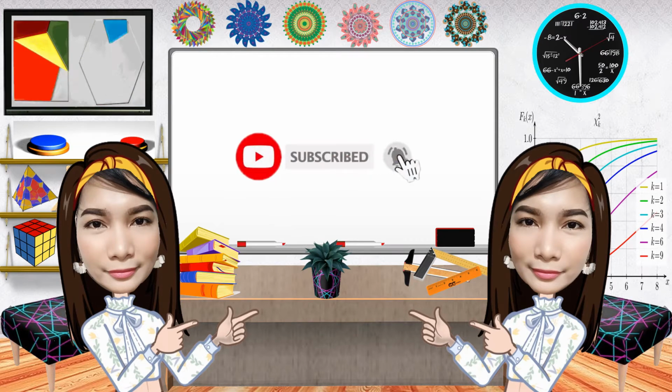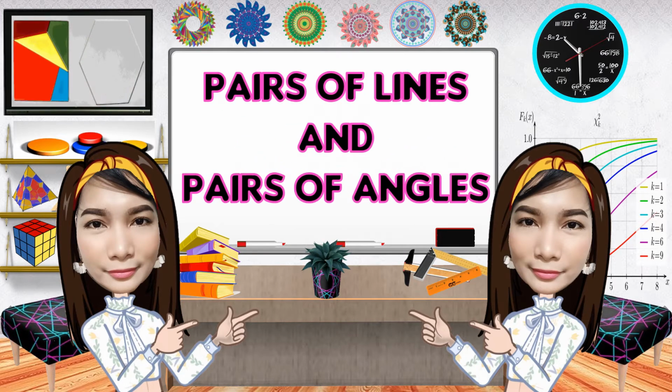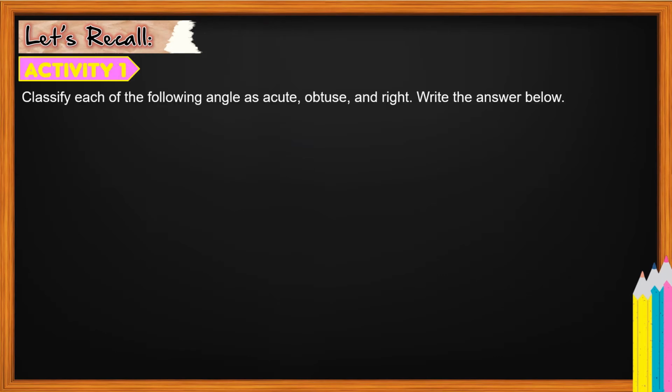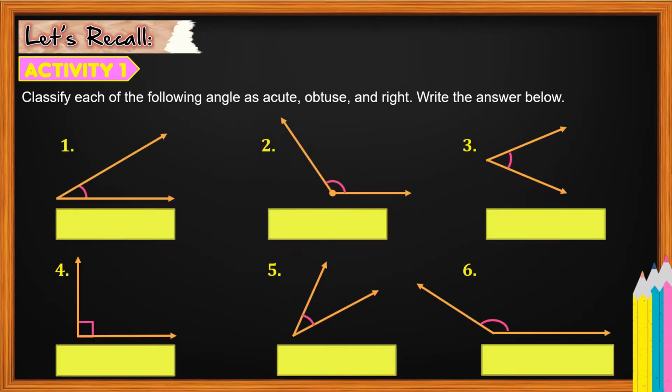In this lesson, you will learn about pairs of lines and pairs of angles. Now, before we proceed, let's have a recall. For Activity 1, classify each of the following angles as acute, obtuse, or right. Write the answer below. For number 1, the given angle is classified as acute angle.